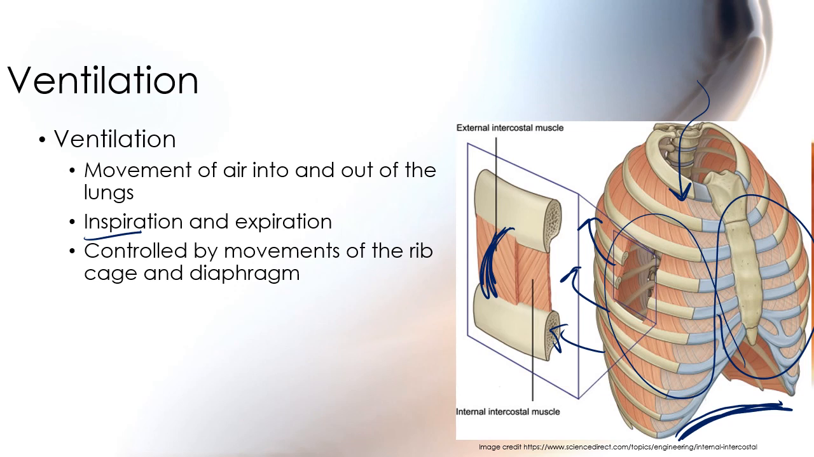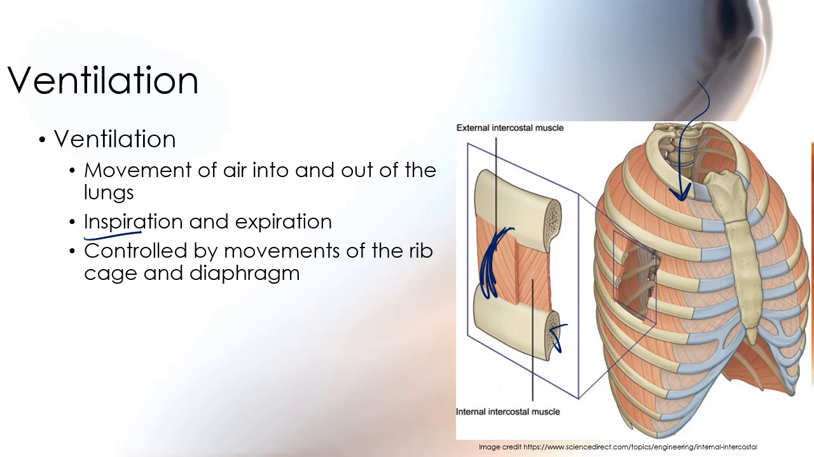Now, when we exhale, what's going to happen is the opposite. So now our internal intercostal muscles are going to contract. That's going to pull the ribs in on the lungs. That diaphragm is going to relax up and push against the lungs. We now have increased pressure, decreased volume, and the air will flow out of the lungs.